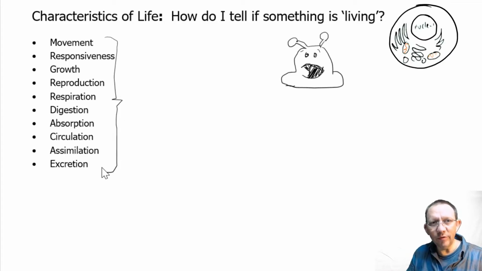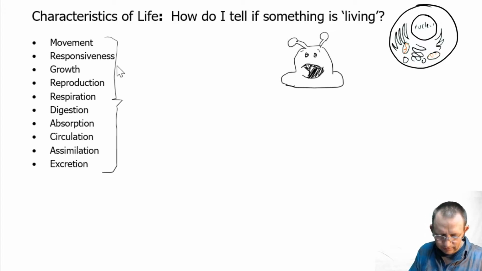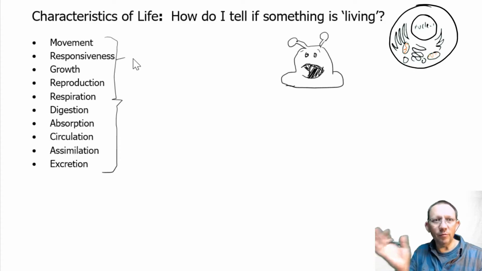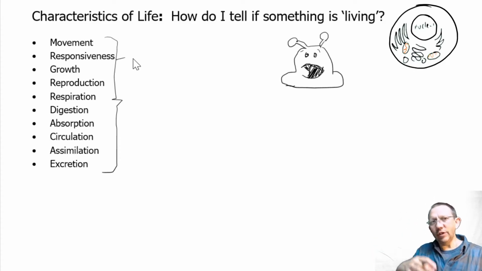Does it move around? Does it have responsiveness? Responsiveness is our ability to affect it with something. Maybe we poke it and it retreats, or maybe we put light towards it and it comes towards the light or moves away from light. That's responsiveness. Now, does it grow and reproduce? Growth is like it becomes something bigger, of course. And then reproduction is making little baby ones.